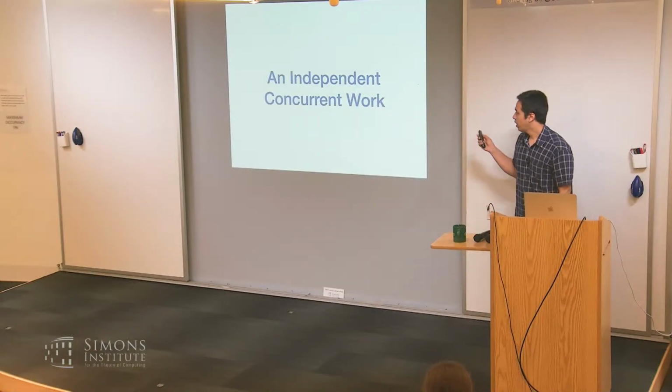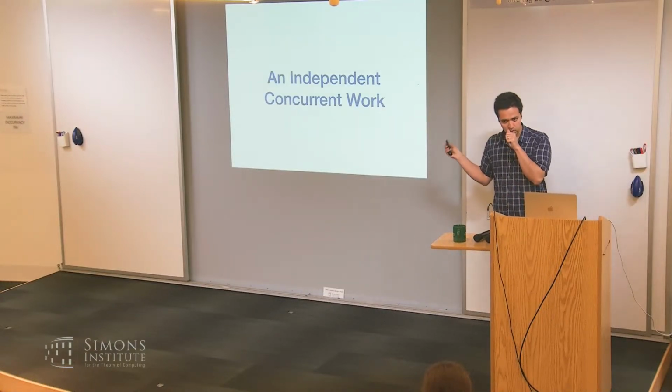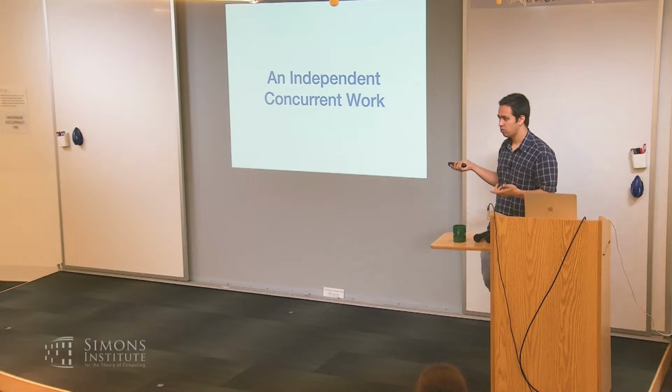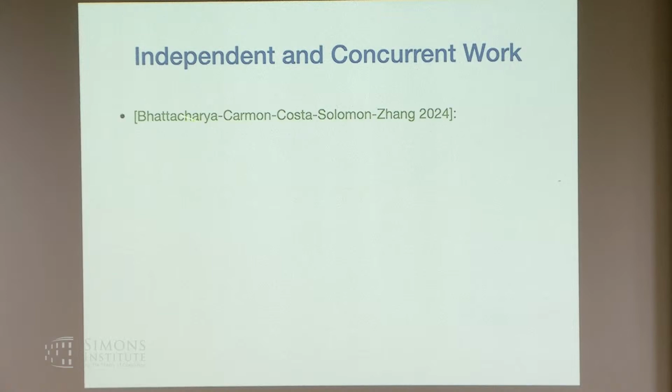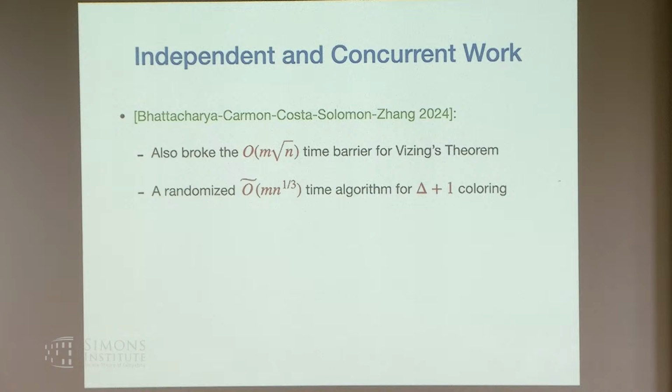All right, so before I move on, I want to shout out another independent concurrent work. These two works actually went on arXiv within 2 days of each other, and we didn't know about each other's work. This is by Bhattacharya, Carmon, Costa, Solomon, and Zhang. And they find another way of breaking through this m root n time barrier for Vizing's theorem. They have an algorithm that gets m n to the 1/3 time for delta plus 1 coloring. It's a very nice algorithm.